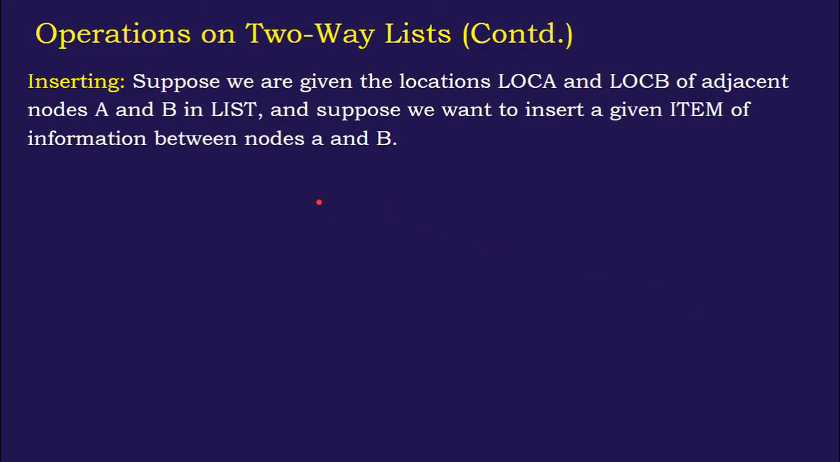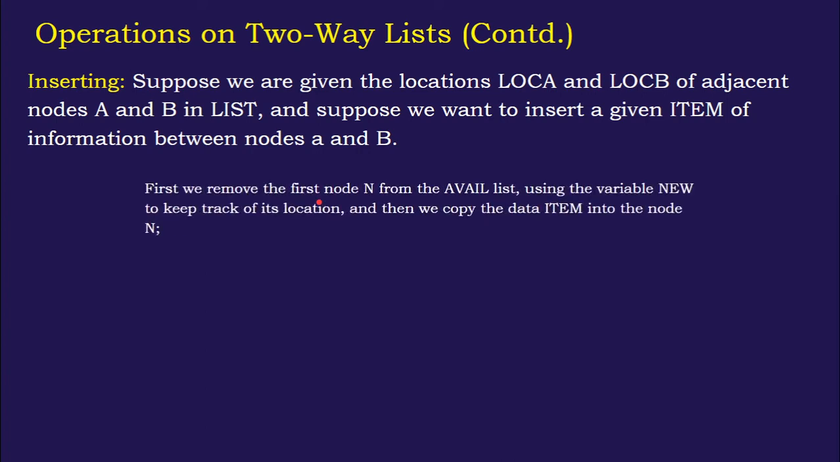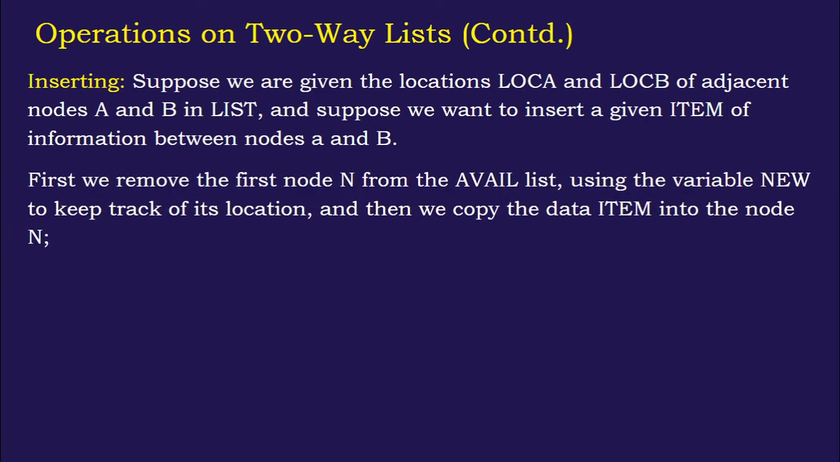Once you want to insert the data, we have to find out the location in which we are going to insert the data. Now assume we have the data of location A and location B. We are going to insert a data in the list between A and B. That means we are going to insert a data between the location LOC A and LOC B. So how to insert? Item is the data to insert.